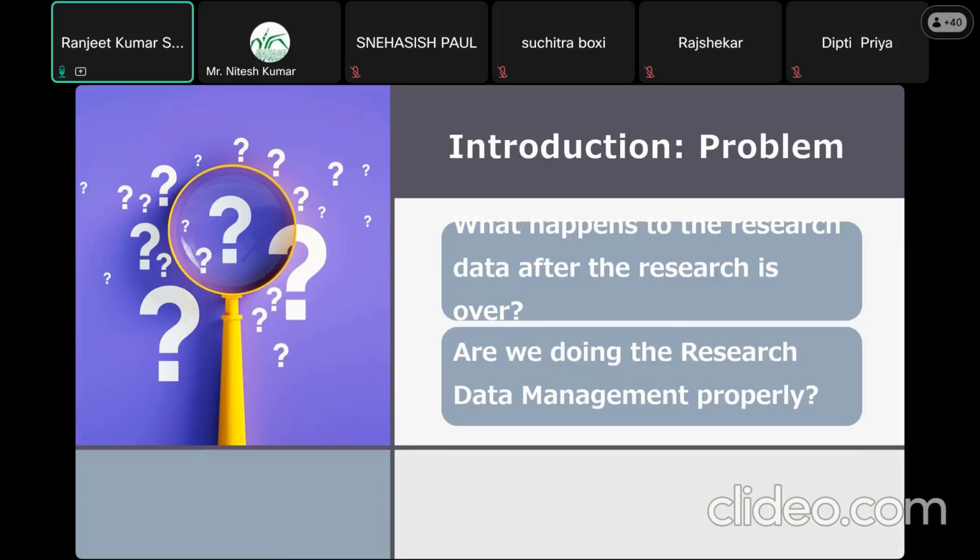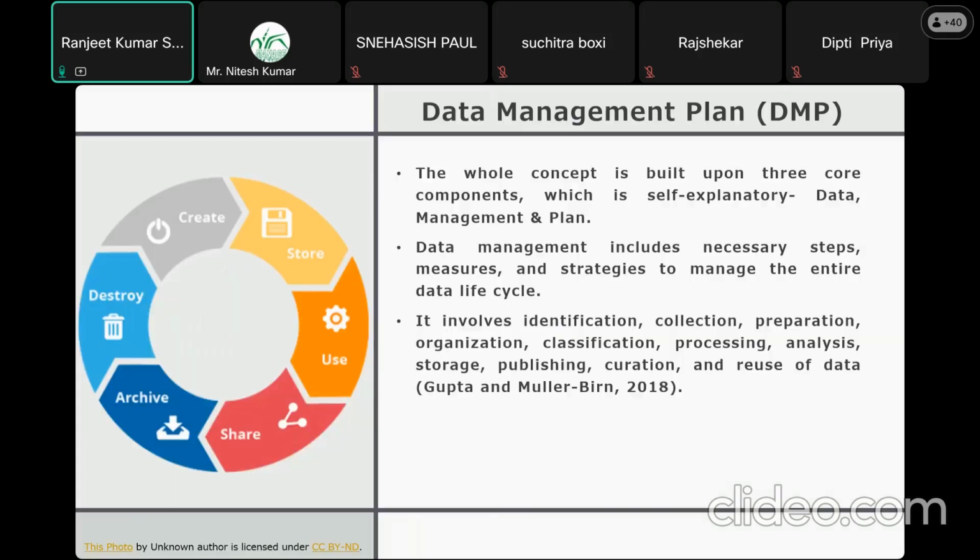Again, these questions I have already discussed. So what is the data management plan? The whole concept is built upon three terms: data, management, and plan. It involves identification, collection, preparation, organization, classification, processing, analysis, storage, publishing, curation, and reuse of data. So why are we creating this data management plan? It serves all these purposes.